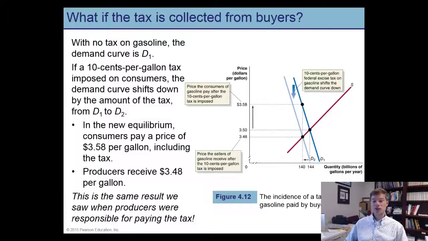This shows that it doesn't really matter whether producers physically pay the tax to the government or consumers physically pay the tax to the government. The tax burden is distributed between the two parties the same.